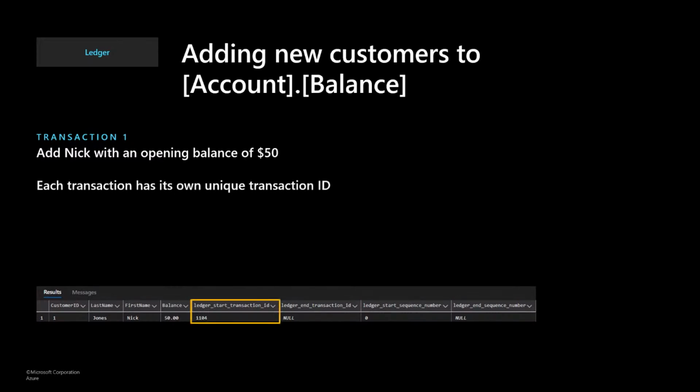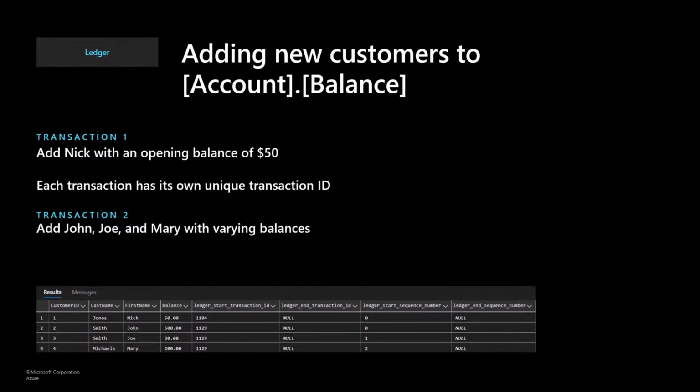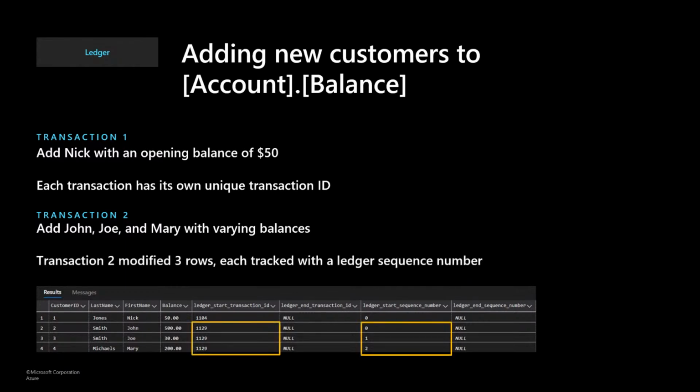What you'll see here is that each transaction has that transaction ID I mentioned before. In this case, Nick Jones with a $50 deposit has a transaction ID of 1104. Okay. Now let's say that I want to issue a transaction that's going to add multiple customers to this bank. So John, Joe, and Mary with varying balances. You'll notice that not only is the transaction ID the same because it's a single transaction, but if you look over at the ledger start sequence number, you can see the actual order of operations in that transaction. So you know which happened first, second, third, etc. This gives you, again, that ability to do the data lineage and forensics tracking of changes that have happened in the database.